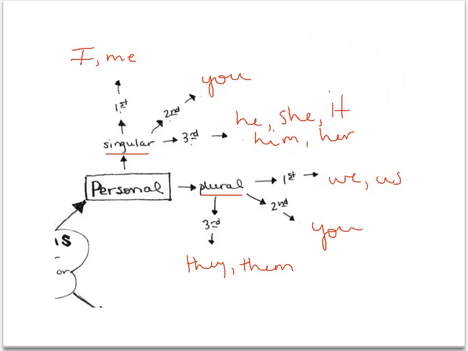So if we were to write a few example sentences, we might have something like, I gave him a hug. So I would have the first person singular I, and I would have the third person singular him.